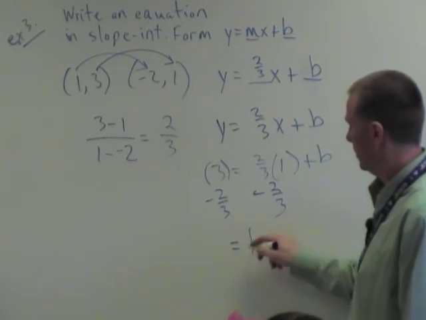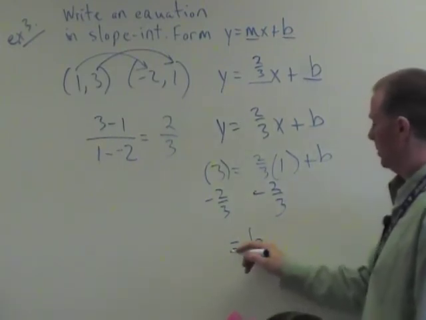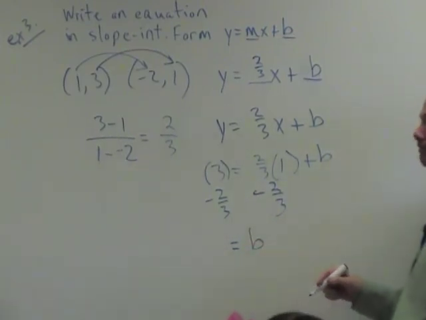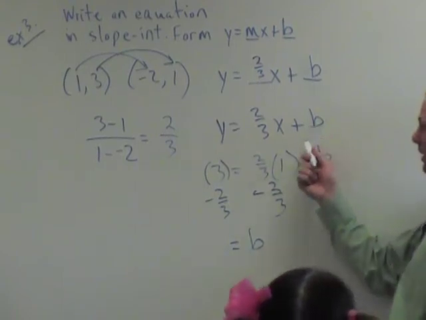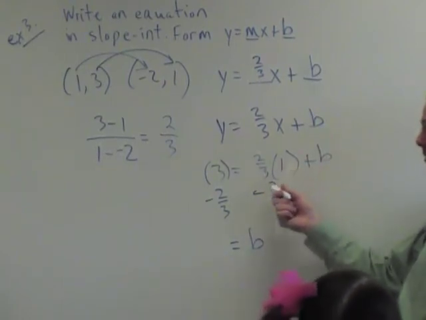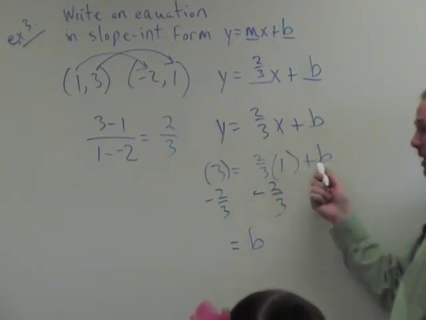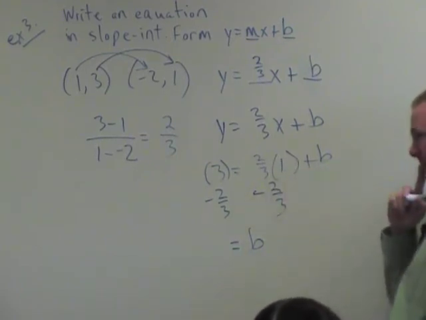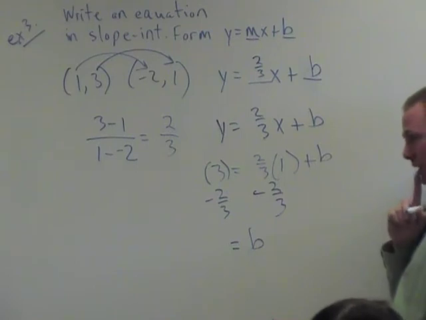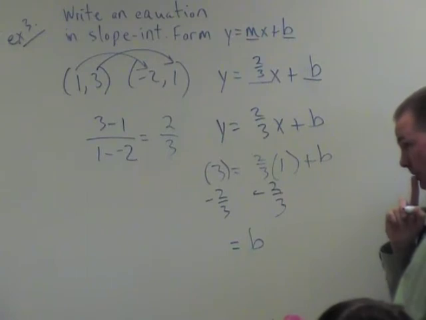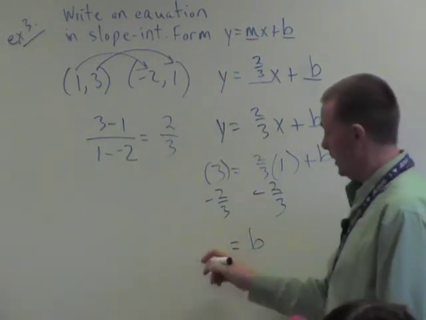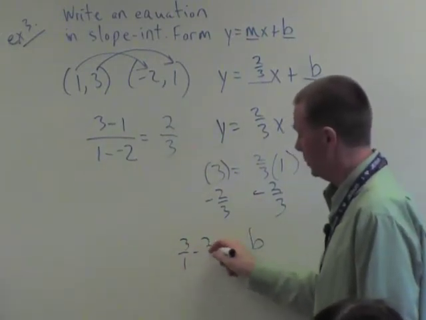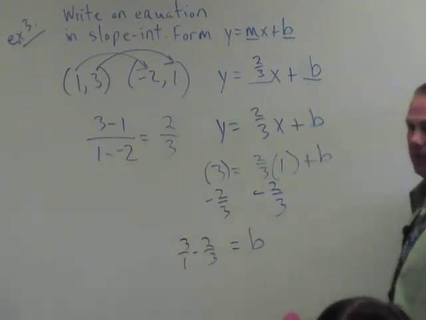Wait a second. I'm confused. You just told us the y and the x were 3 and 1. Yes. But now we're in thirds. I'm solving for b. 2/3 times the x, the 1, gives me 2/3, right? Yeah. Well, how do I get b by itself? You have to subtract it, right? Subtract the 2/3 off. Alright. So what is 3 over 1 minus 2 over 3? That's what you have there. Everybody figure it out.